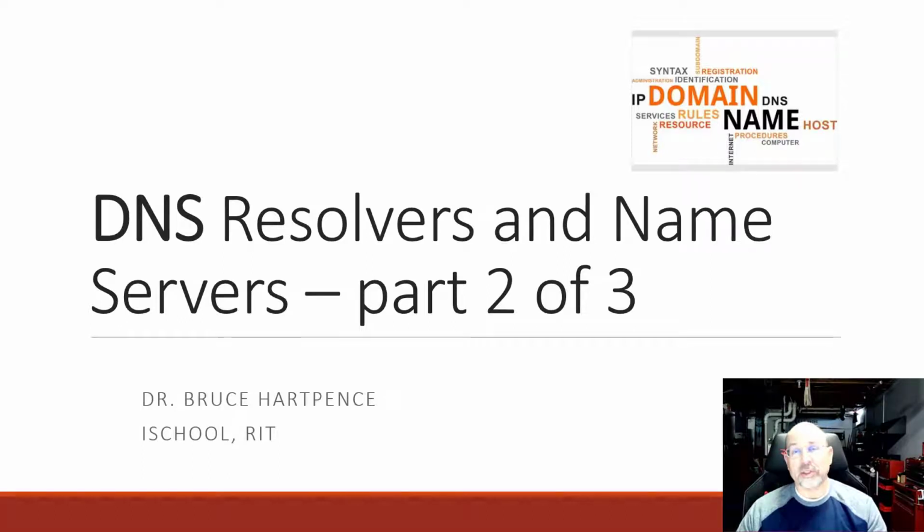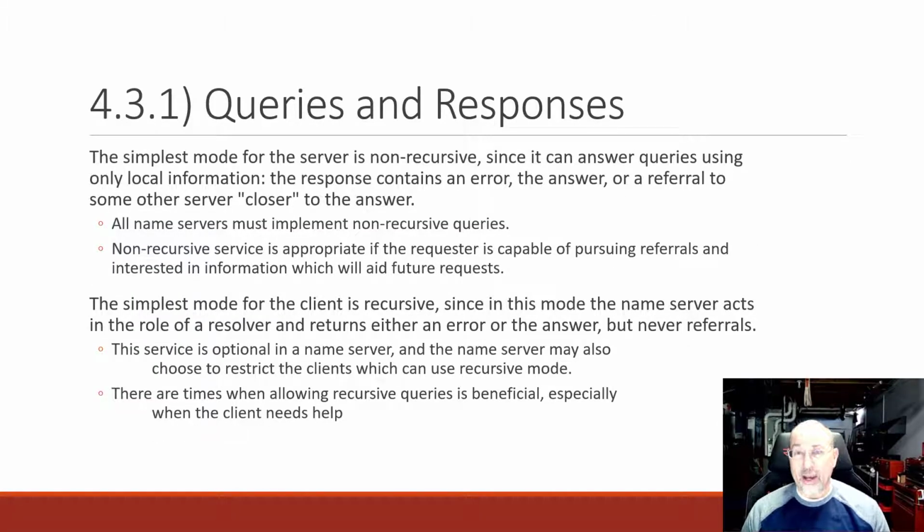All right, friends and neighbors, time now to sort of finish up DNS and finish up our discussion on resolvers, name servers, and the protocol. And this is part 2 of 3. Now, we've already talked a little bit about the query process, and we know something of the tree and name servers. We've talked about authoritative, non-authoritative. We talked about what caching is, but we're going to sort of wrap all that stuff together.